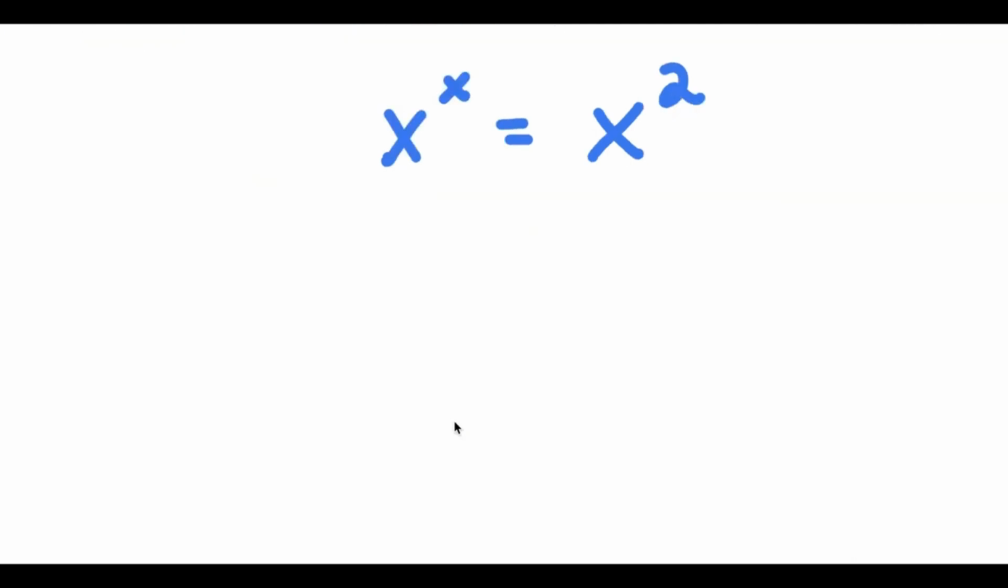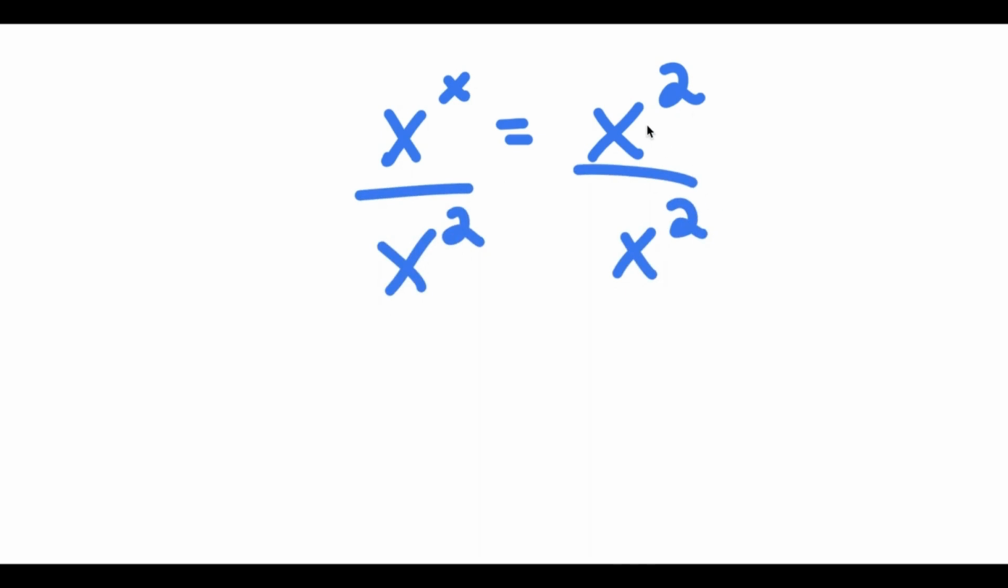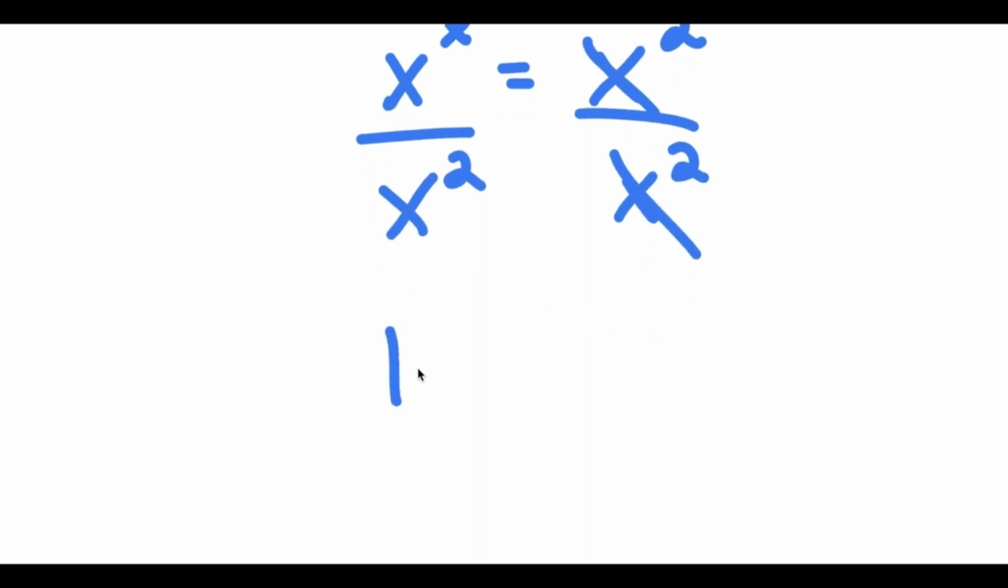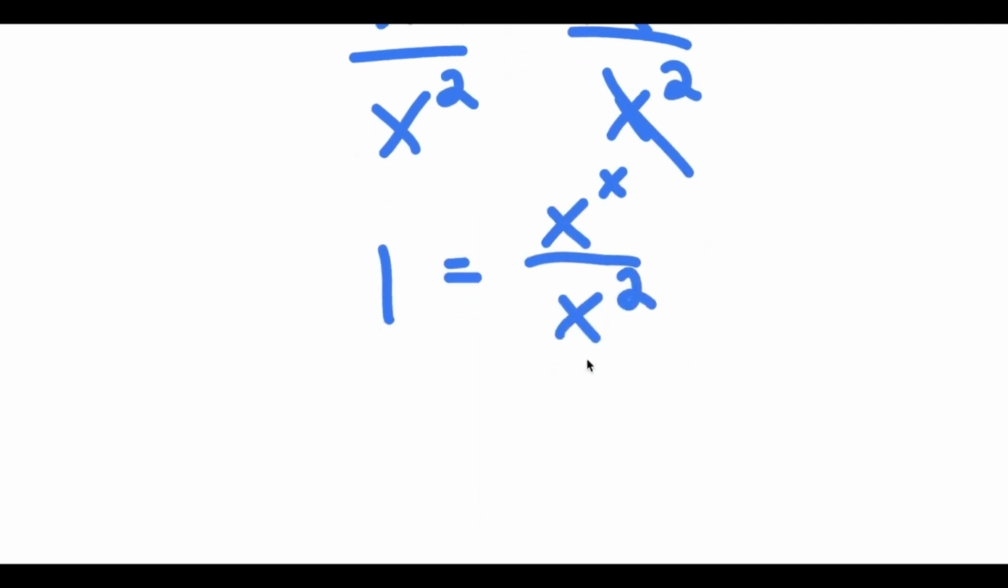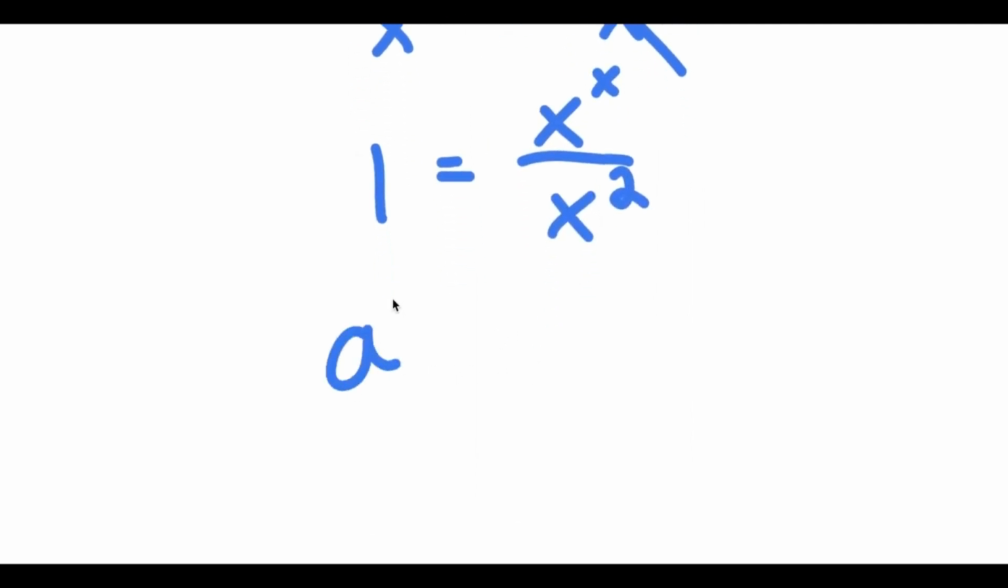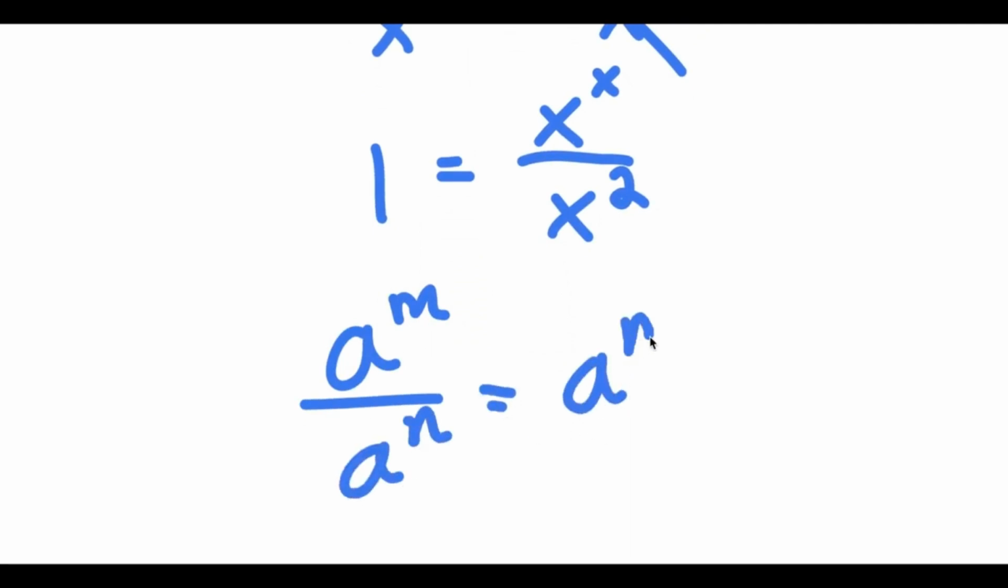Alright, so in this problem, I have x to the power of x is equal to x to the power of 2. So to solve this, I'm going to divide both sides by x to the power of 2. So then these two cancel out, and I have 1 is equal to x to the power of x over x to the power of 2. Now if I have something from a to the power of m over a to the power of n, this is equal to a to the power of m minus n. So x to the power of x over x to the power of 2, this is going to equal x to the power of x minus 2.